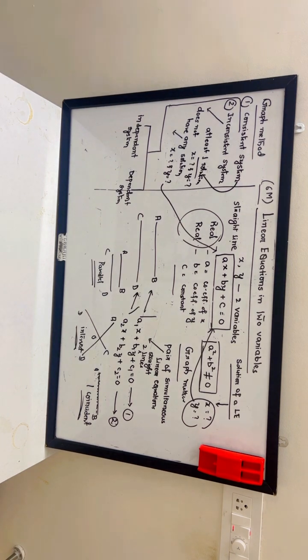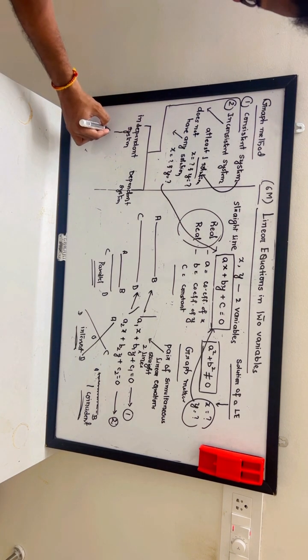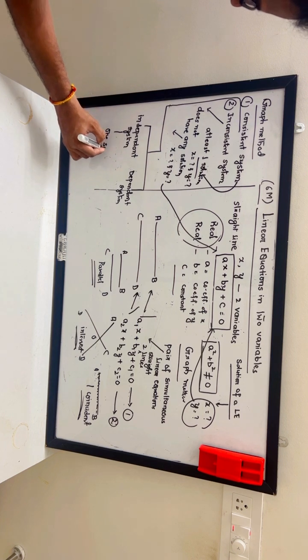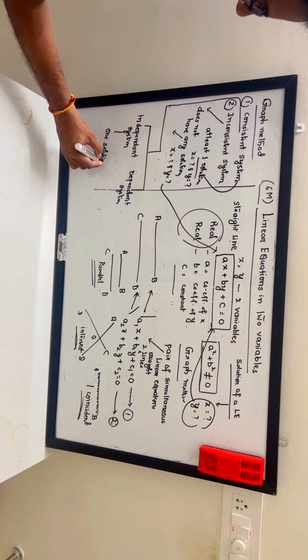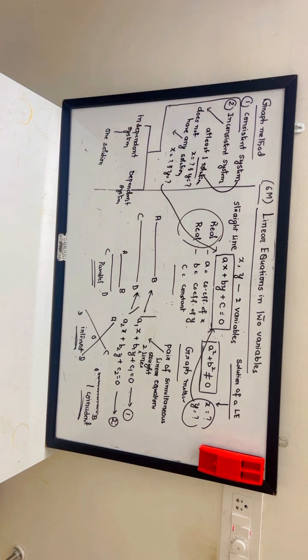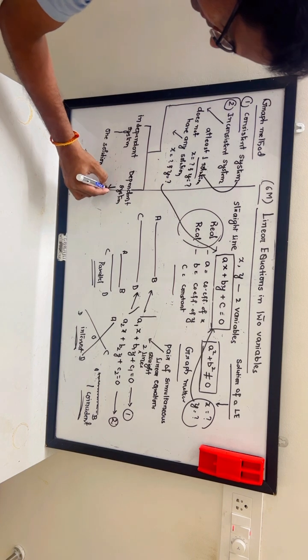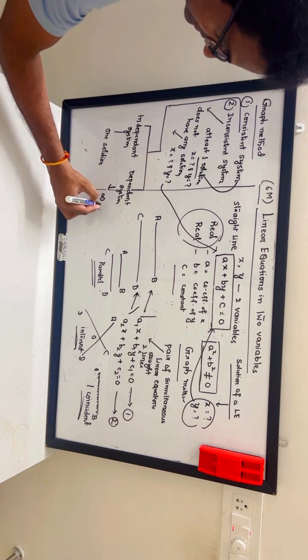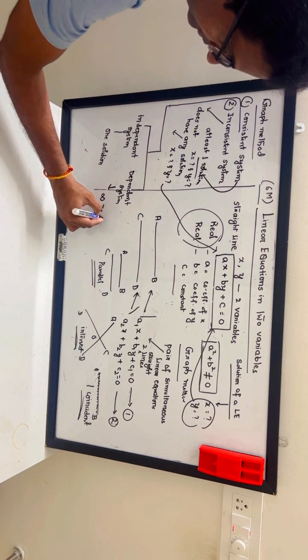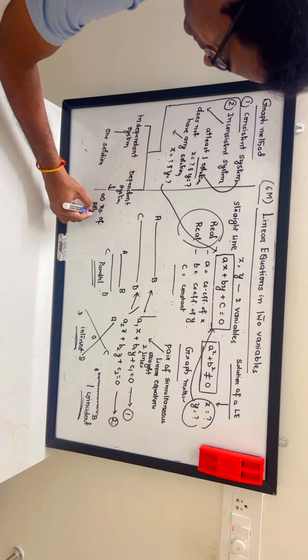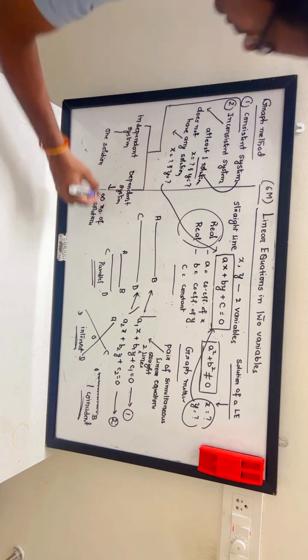What do you mean by independent system? An independent system has only one solution. That means only one particular value of x and y satisfies this equation ax plus by plus c equal to 0. Whereas a dependent system has infinite number of solutions. Okay.